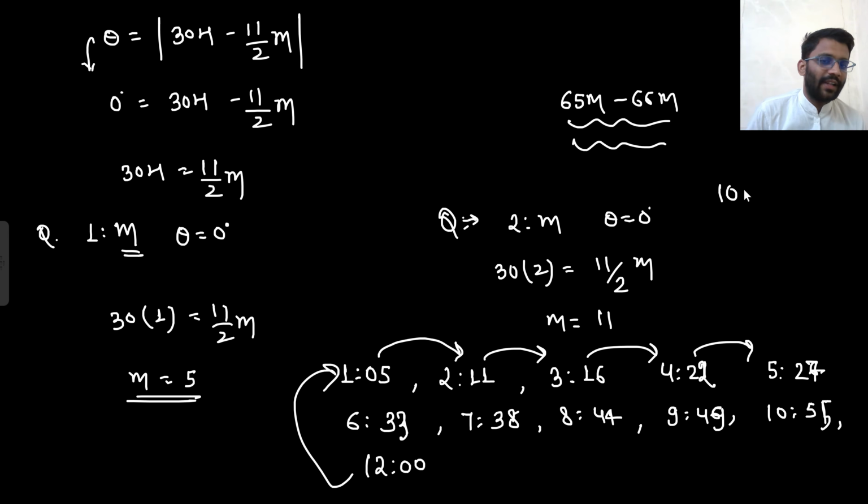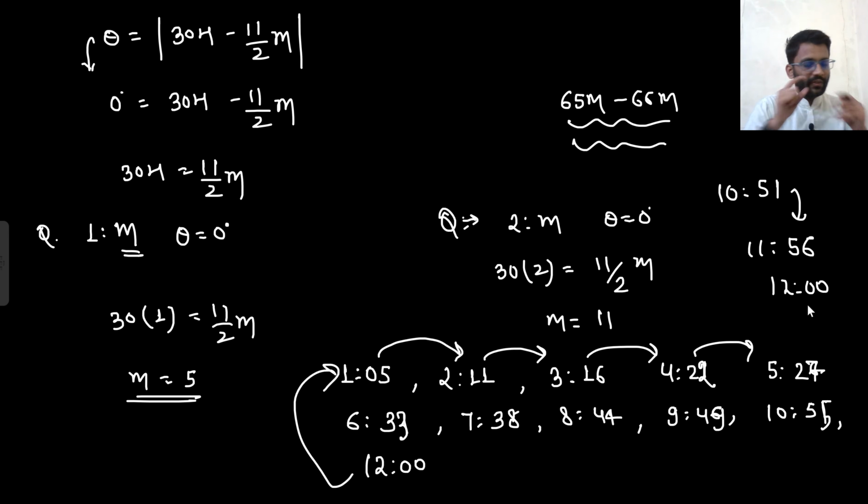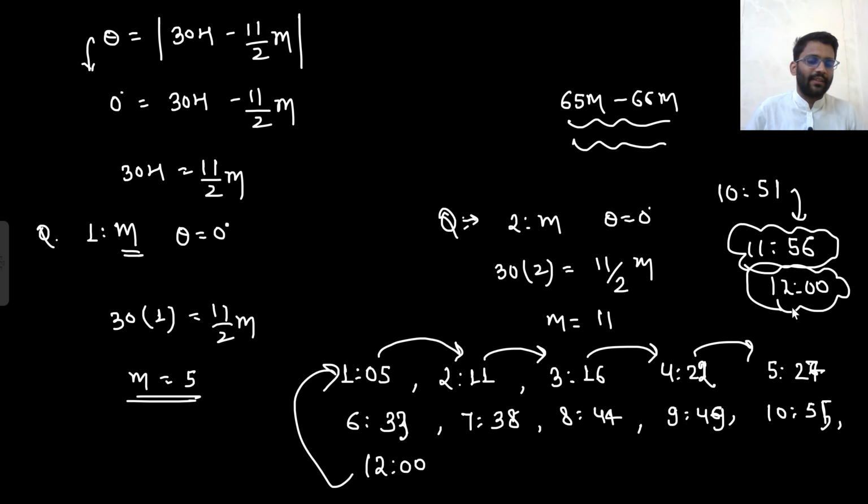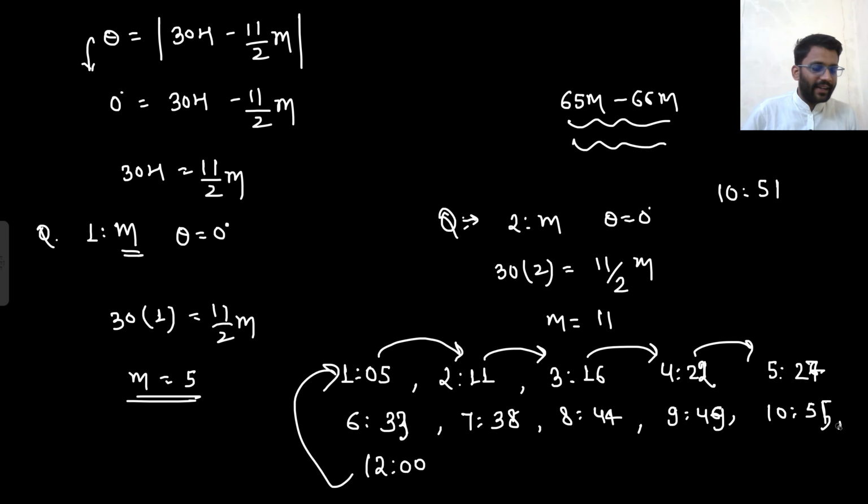Let's assume I had assumed after 10:55, what would be my next answer? 11:56. And one thing I know, at 12 it will certainly coincide. So what do you think? Is it possible that at 11:56 it is coinciding, and at 12 also it is coinciding? No, it's not possible. That's why the last time it will coincide is at 10:55 and then directly at 12.